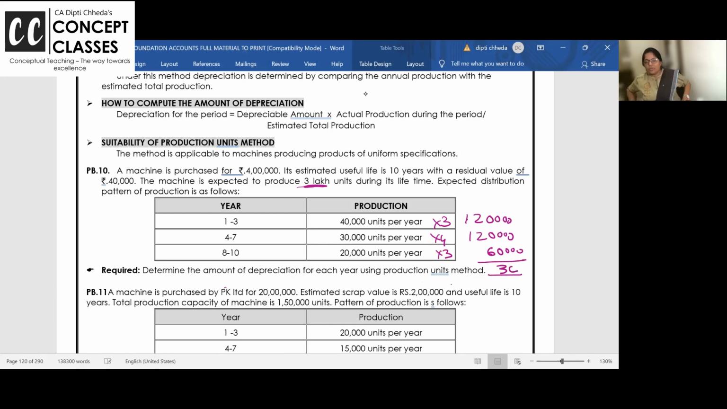Write it slowly. Did you understand? These are 5 minute problems. You are producing 3 lakh units, but is that clear or not? Just check for 2 minutes and write it down purposely, so that later you are not confused.